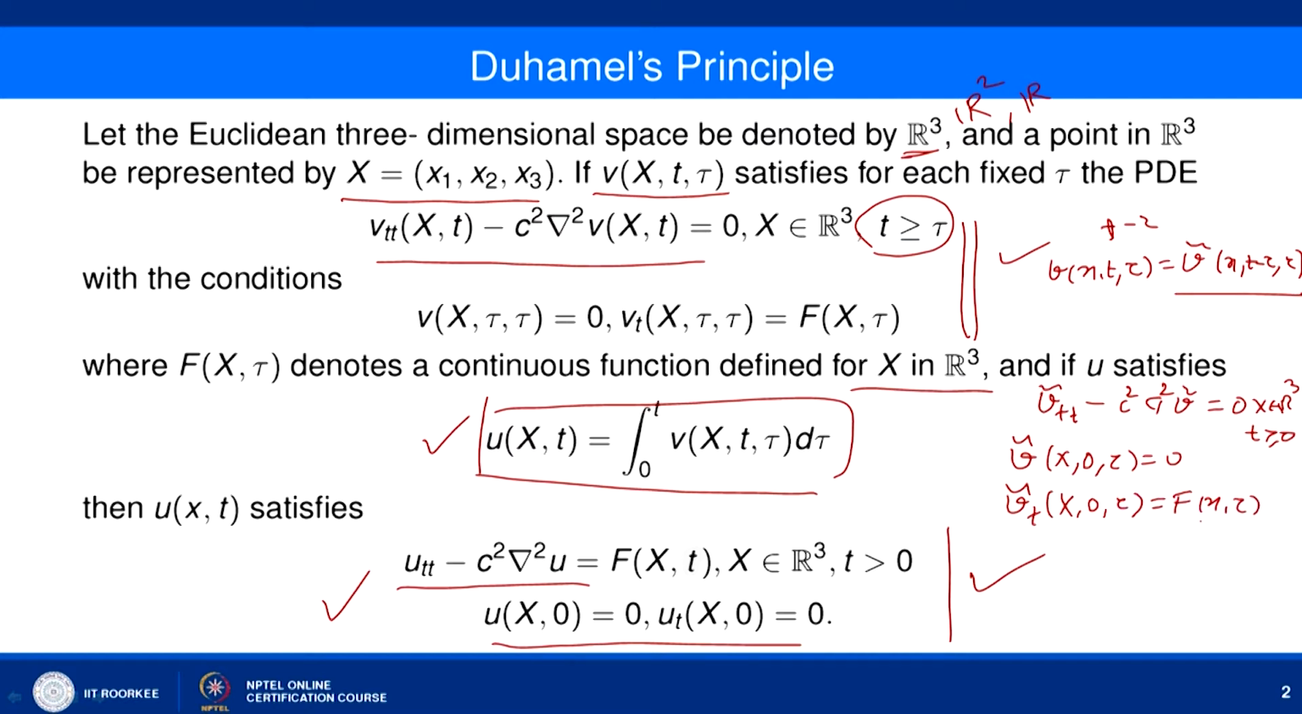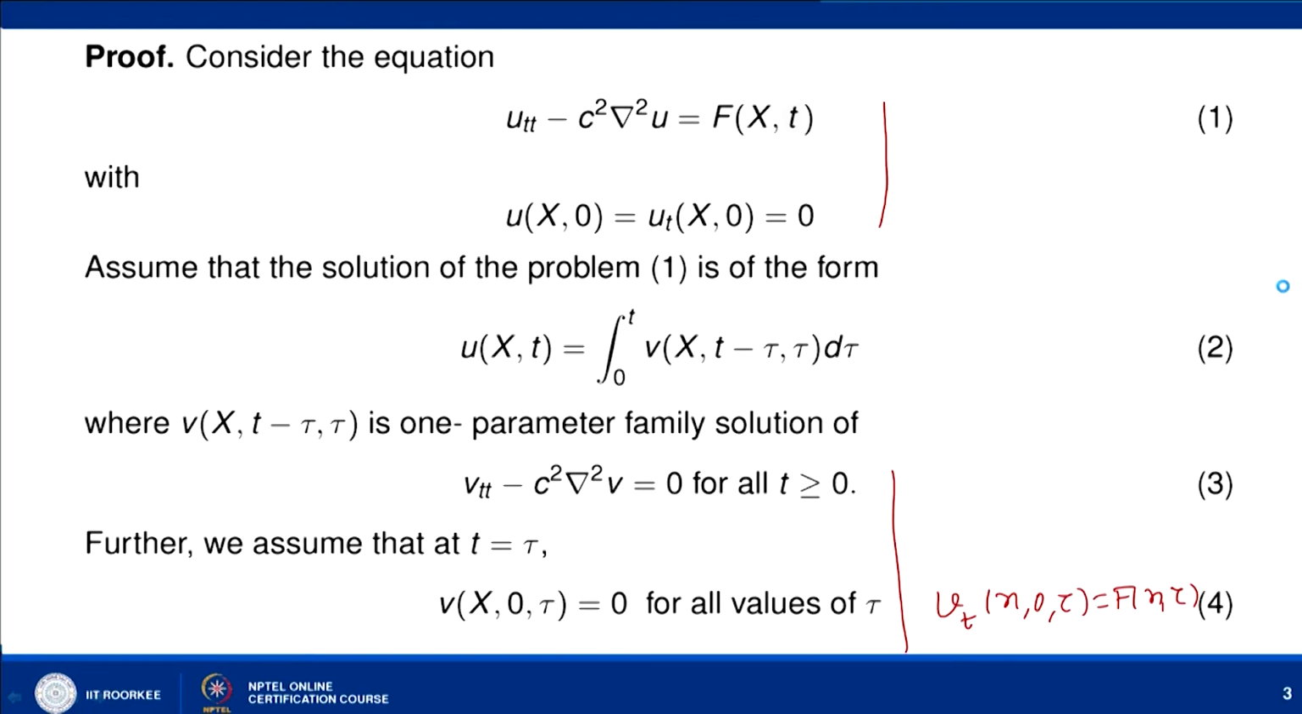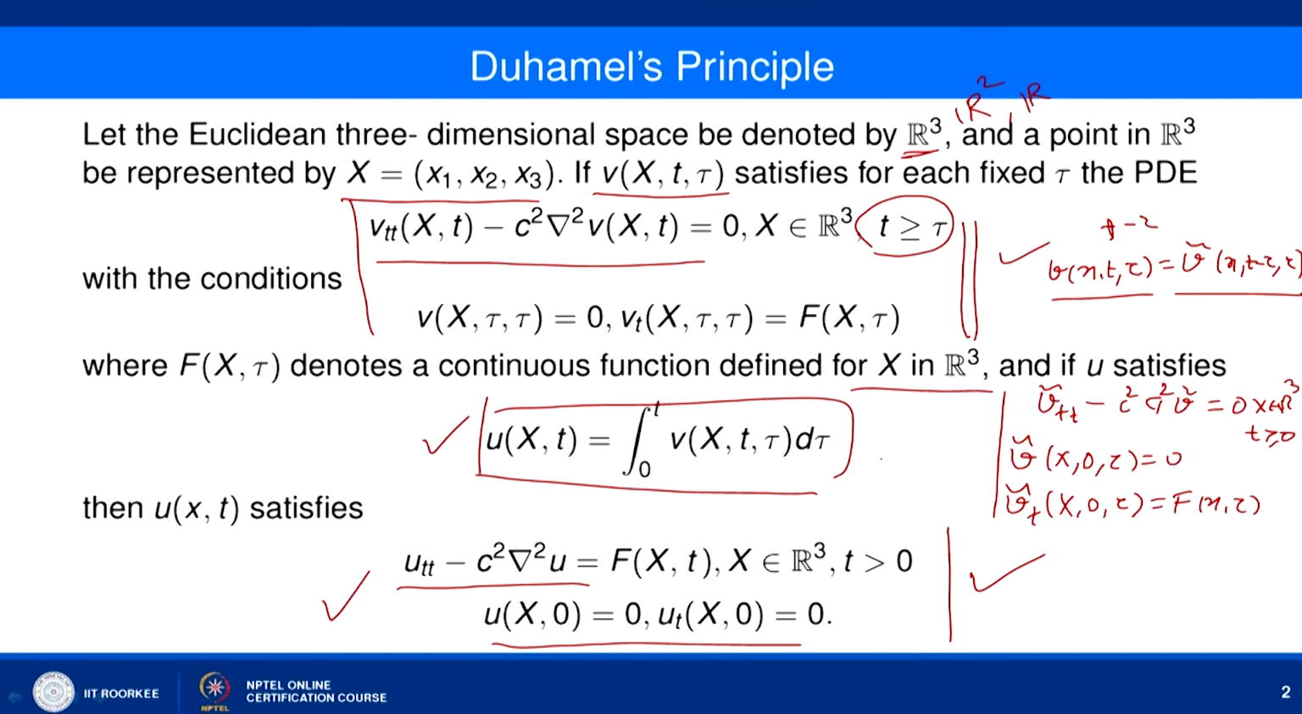So it means that if V(x,t) is a solution of this problem, then by a suitable change we can say that V tilde(x, t minus tau, tau) satisfies this problem. Is it okay? And we already know how to solve this particular problem. So by taking V tilde, which is a solution of this problem, we can write V(x,t) as V tilde(x, t minus tau, tau). So in place of writing V(x,t,tau), now we are writing V tilde(x, t minus tau, tau) d tau.